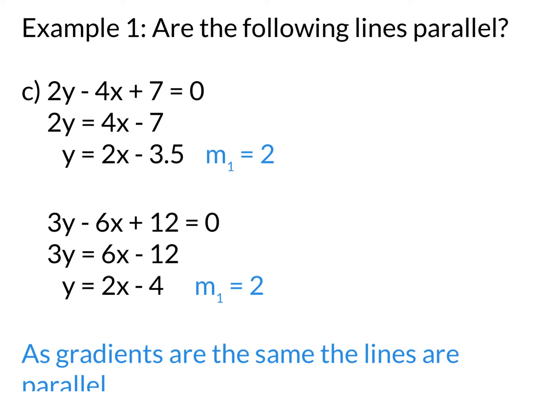With our second one, 3y minus 6x plus 12 equals 0. Add the 6x and minus the 12, so 3y equals 6x minus 12. Divide everything by 3, so the gradient of the second line is 2. As the gradients are the same, the lines are parallel.